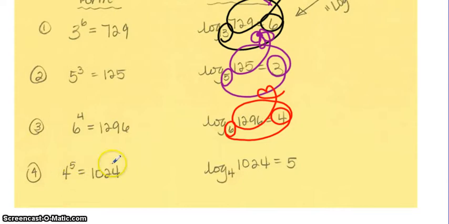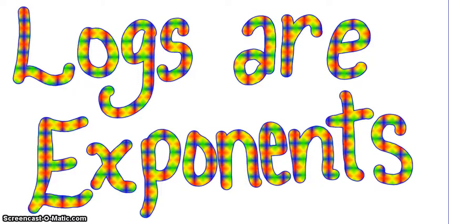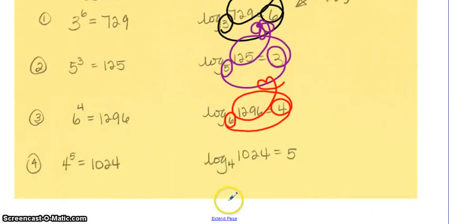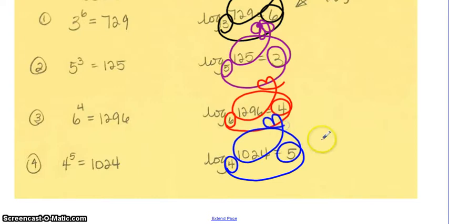Here I have 4 to the fifth equals 1,024. Log base 4 of 1,024 equals 5. Remember, logs are exponents. So I have log base 4 of 1,024 equals 5. If I'm changing it from this to the exponential form, I can do the curly Q thing. 4 to the fifth equals 1,024.